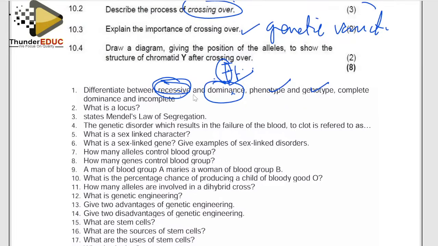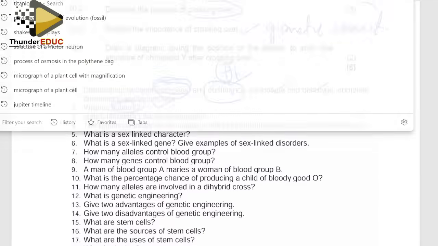Complete dominance. Complete dominance is the type of dominance whereby one allele is completely dominant over the other, while incomplete is a type of dominance whereby neither of the alleles is completely dominant over the other. So that is it. What is the locus? It is the position of a gene on a chromosome.